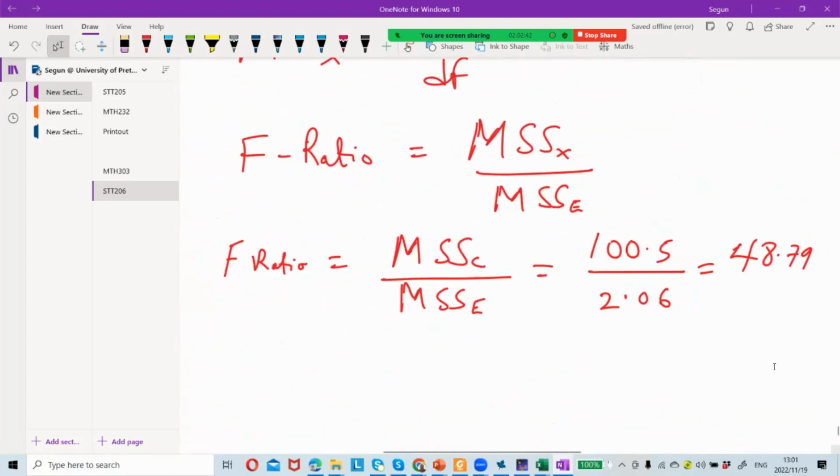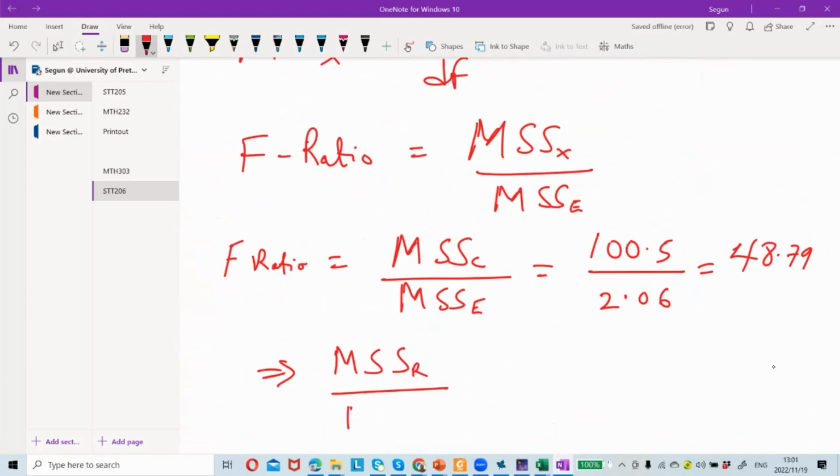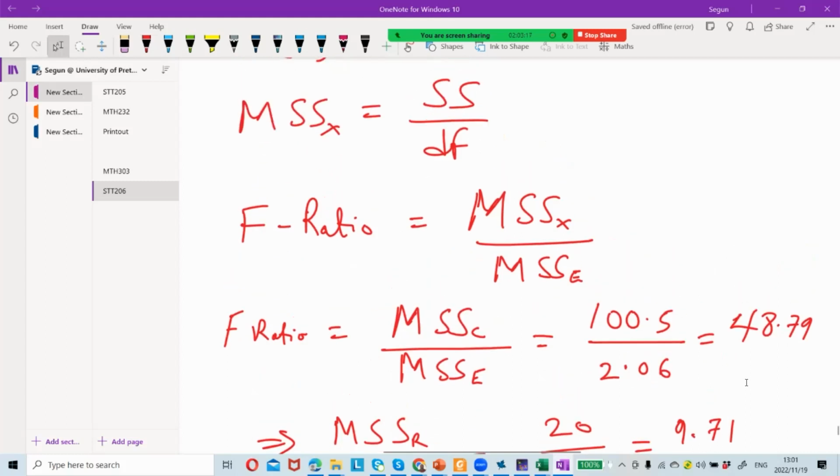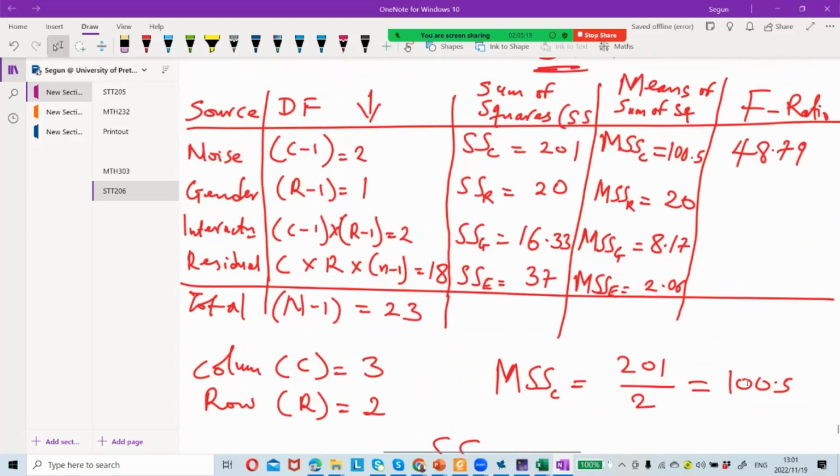Are you getting it? So you do the second one. MSSR divided by MSSE. Divided by 2.06. Is what? 9.7, 9.71. 9.71 or 9.81? It's 9.71. Okay.